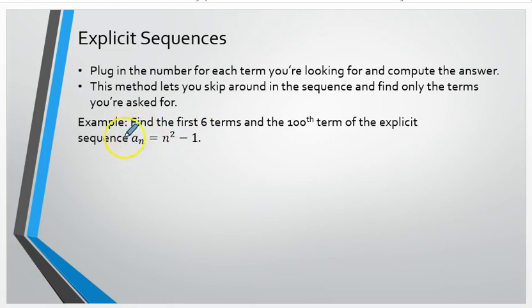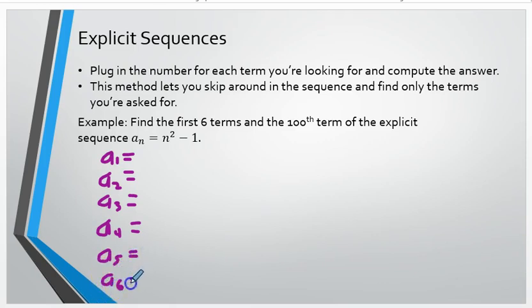This a sub n is just our notation for referring to different terms in the sequence. So a sub n is like the general way of saying plug a number in for n, and that'll give you a specific term. So a sub 1 is the first term, a sub 2 would be the second term, a sub 3 would be the third term, a sub 4 would be the fourth term. So this is just the naming convention. That way we're able to communicate to each other which number in the pattern we are talking about or looking at. So they wanted the first 6 terms in the pattern, so I need a sub 1 through a sub 6. And they want the 100th term, so I'm also going to have to find a sub 100.